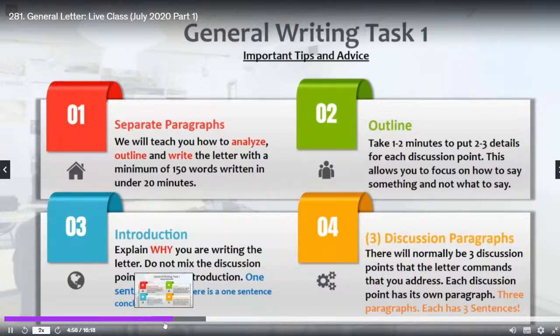And then after you do an outline, you want to do an introduction. You want to explain why you're writing this letter. Do not mix the discussion points into the introduction. The introduction is one sentence by itself. And then normally, you're going to have 3 discussion points. Normally, there are 3 different points they want you to talk about. Each one of those discussion points gets their own paragraph. So in terms of the process, you outline, you write the introduction, and then you write a paragraph for each discussion point. That's proper structure.